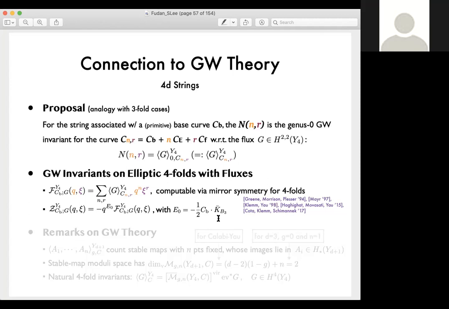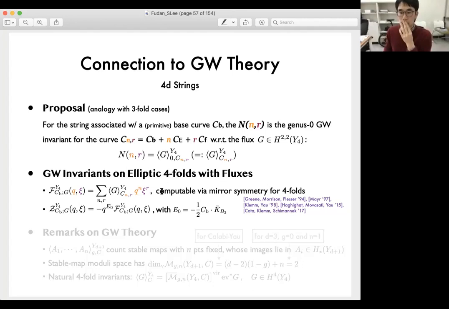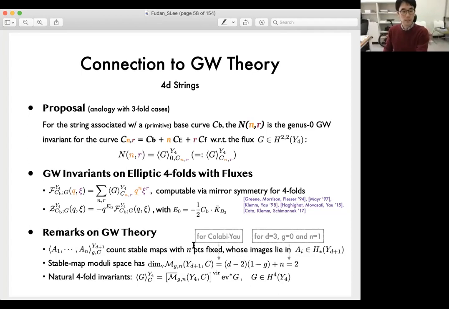Mm-hmm. So, where was I? Okay, so I didn't mean to actually go over these math remarks. So let me just now discuss modularity.